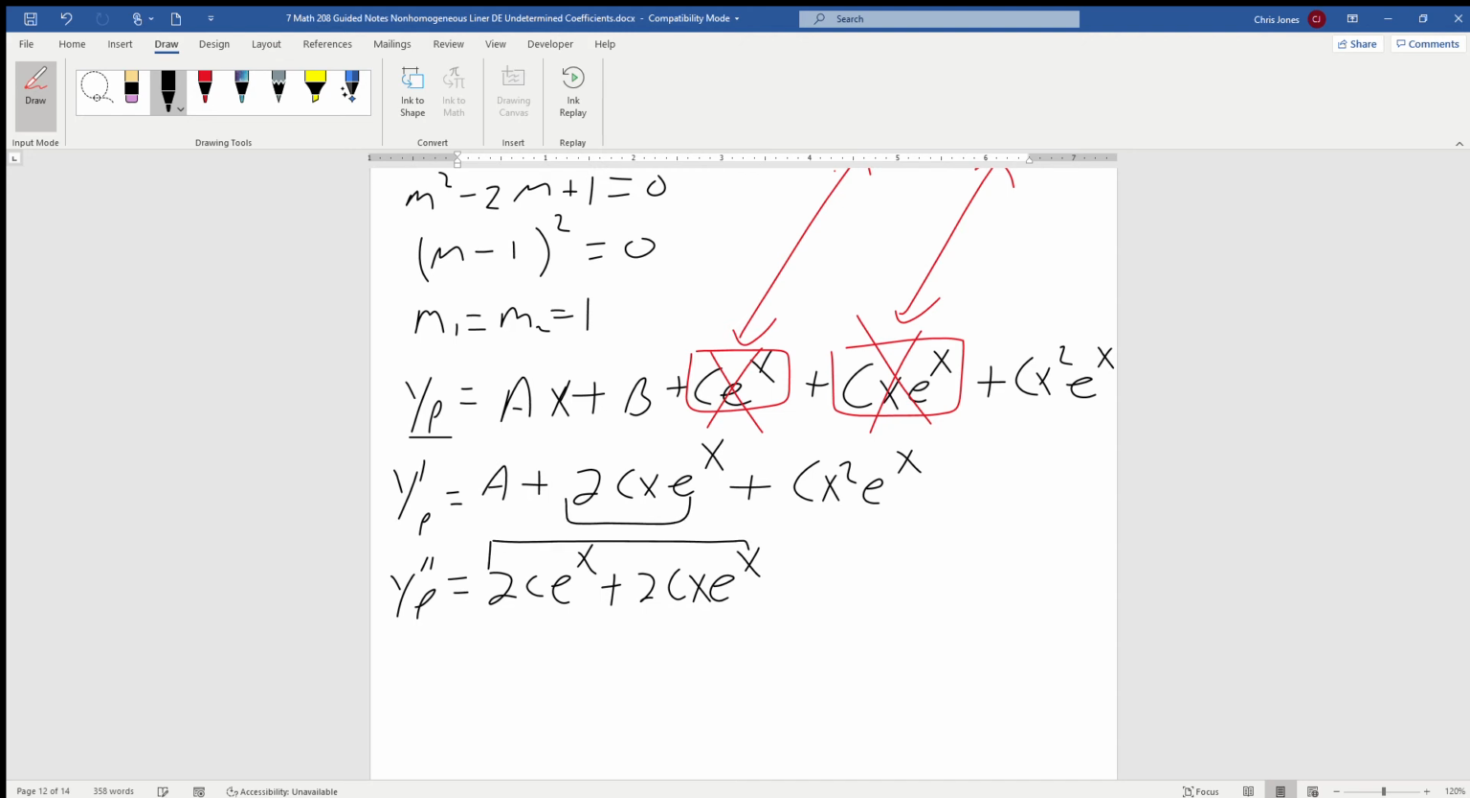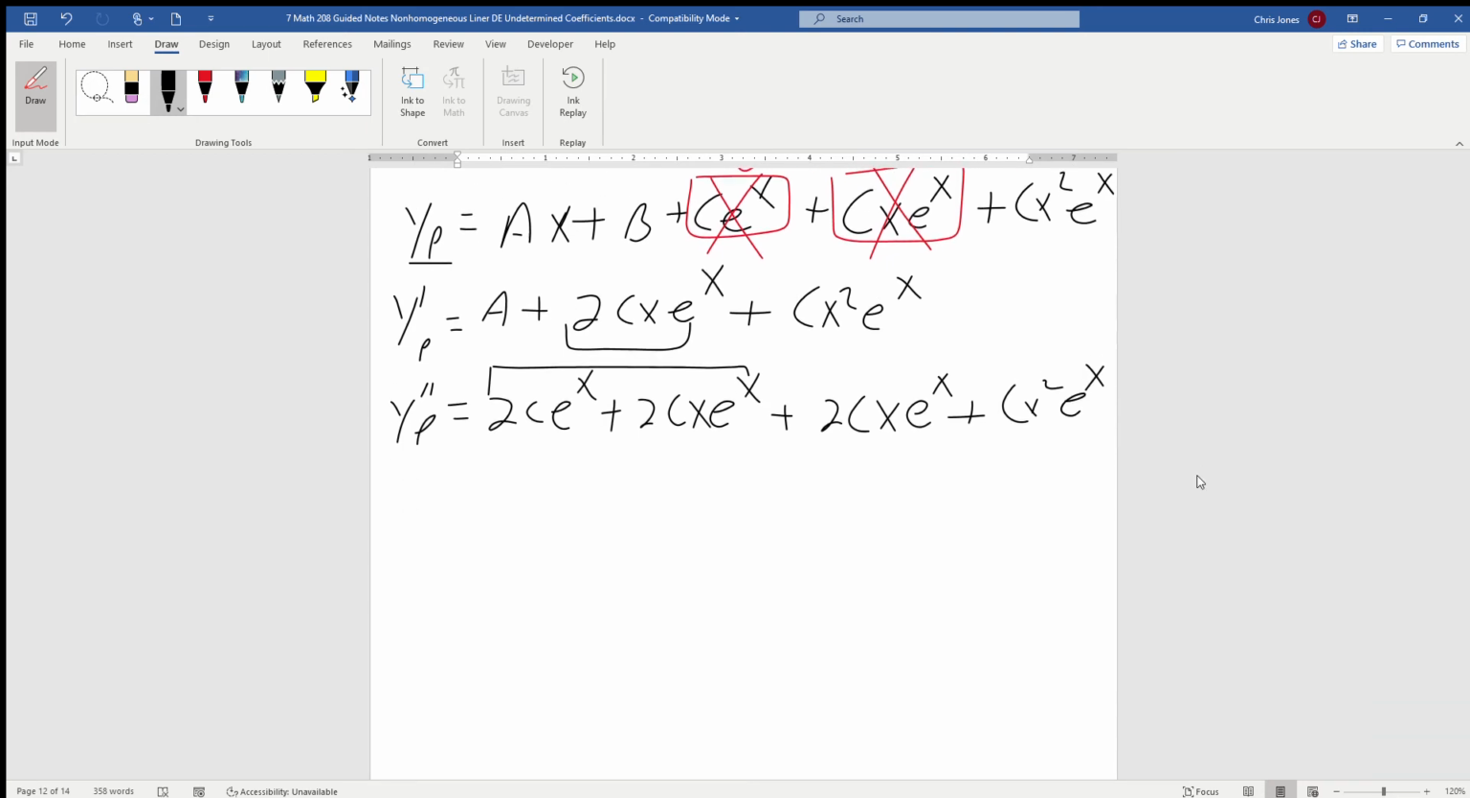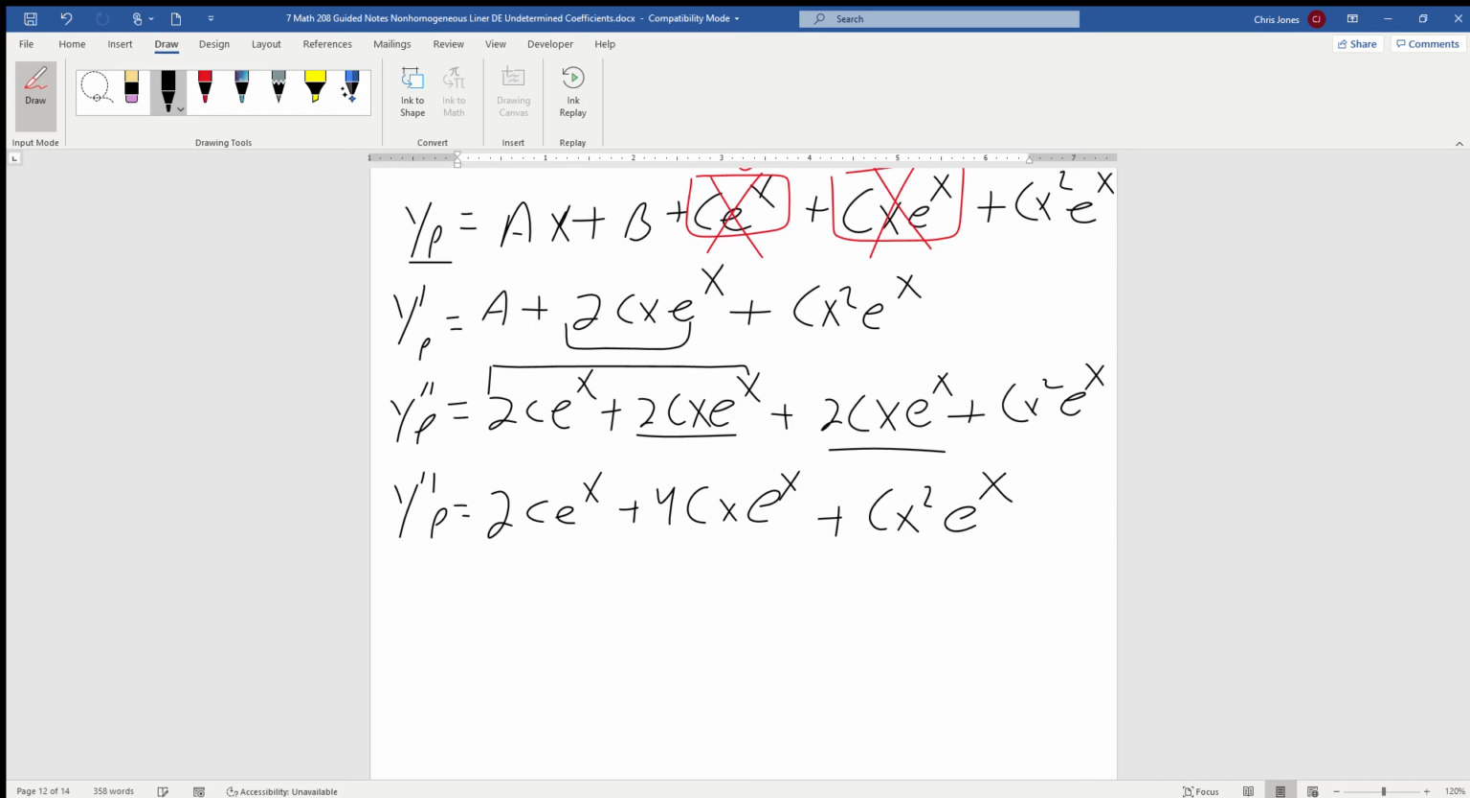And then for our second term's derivative, derivative of cx squared is 2cx e to the x. Derivative of e to the x is e to the x, so we have cx squared e to the x. All right, and notice that we can combine like terms. So our second derivative of the particular solution, we can now write that as 2c e to the x plus 4cx e to the x plus cx squared e to the x.